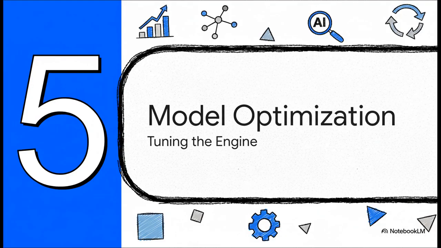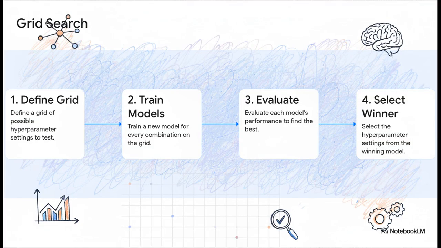All right, so we know how to grade our models. We can tell if they're doing a good job or not. So what's next? Well, we improve them, of course. This is where we get into optimization, basically tuning up our model's engine to get every last bit of performance out of it. A classic method for this is called grid search.